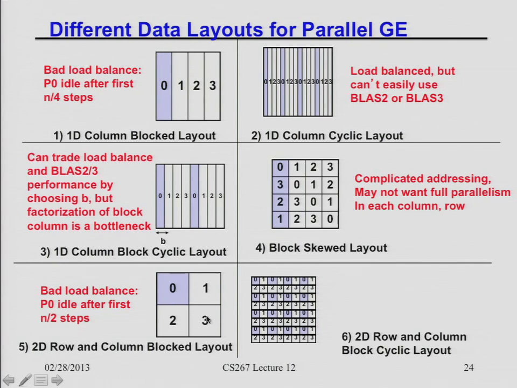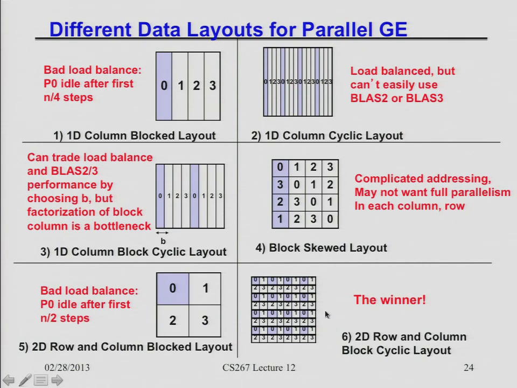Once I get to this half, there's no parallelism at all. And so finally, we get to this winner. That's the same winner we had before. I'm going to choose a block size, so each of these little submatrices is B by B. And this pattern, 0, 1, 2, 3, is just going to get repeated.